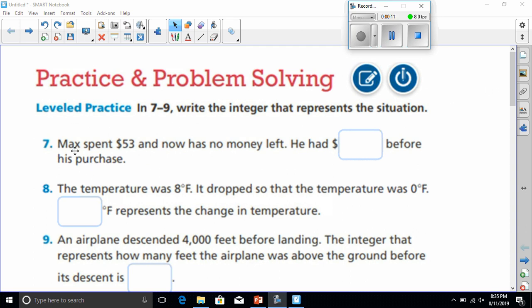Number 7 starts off with Max spent $53 and now he has no money left. He had what amount before his purchase? Well, this tells me right there that he had $53. That'd be a positive 53, because he needed $53 to spend. So, positive 53 would be the answer.